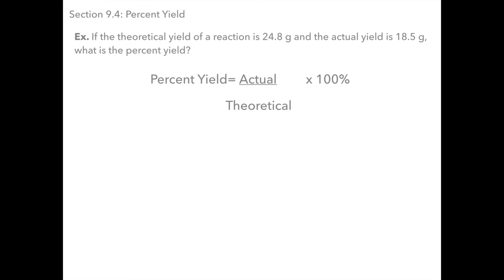So in this problem, your actual yield is 18.5. Your theoretical is 24.8. So I'm going to take 18.5, divide by 24.8, and multiply by 100. And so I get 74.6%. Okay, so in this lesson, you learned how to determine your limiting reactant, determine your theoretical yield, that's what we did before, and now how to calculate your percent yield.